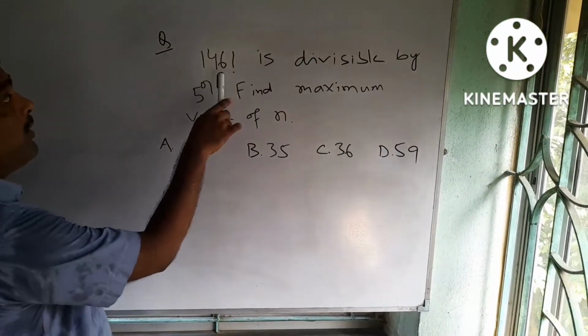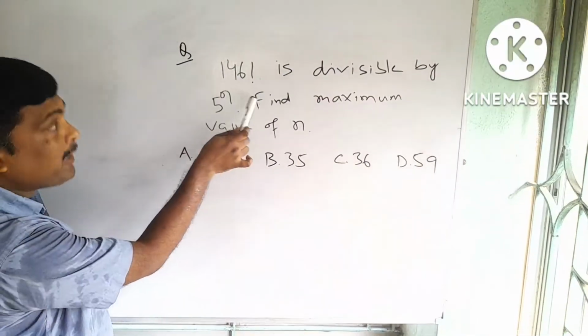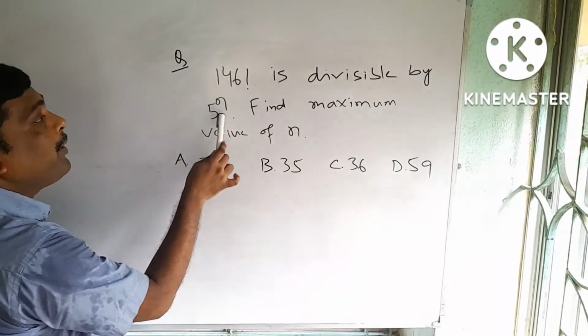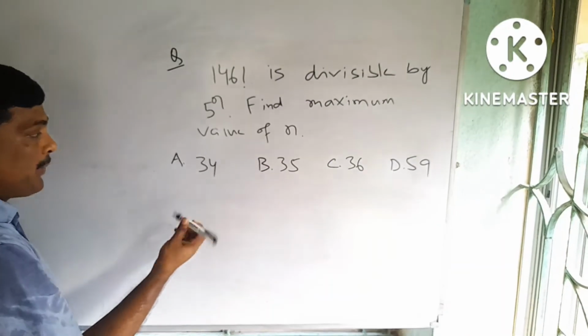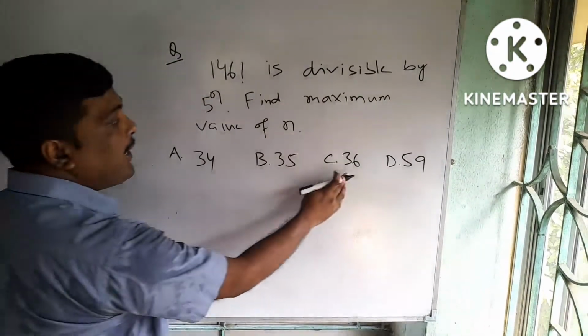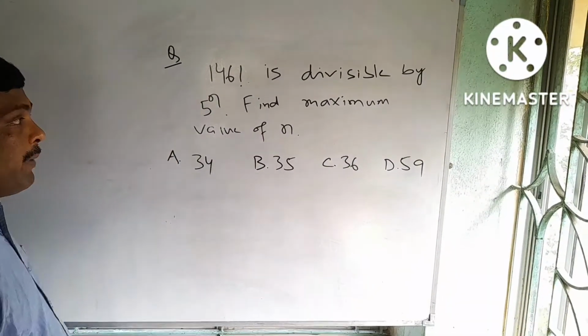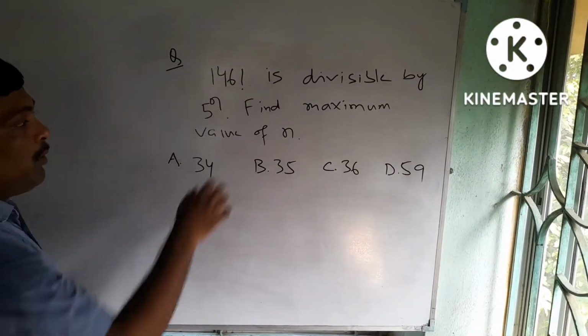Write one homework. 146 factorial is divisible by 5 to the power n. Find the maximum value of n. Options are 34, 35, 36 and 59. Okay. So take this problem as homework.